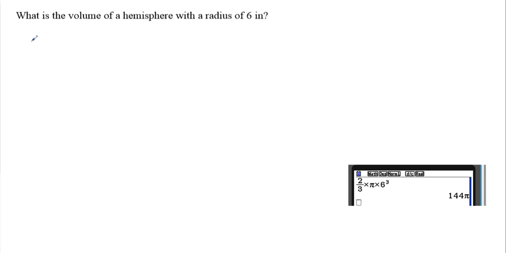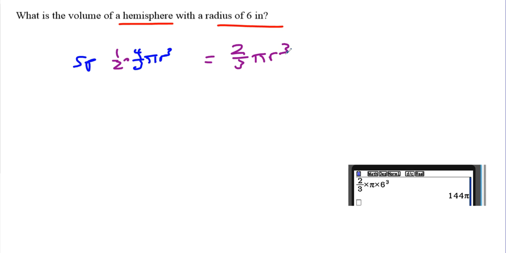Okie dokie, and I think this is our last one. What is the volume of a hemisphere with a radius of 6? Well, the formula for a sphere is 4/3 pi r cubed, and you're taking half the volume, so you're going to multiply this by 1/2. All right, well, 4/2 is just 2, so we have volume of a hemisphere is 2/3 pi r cubed.